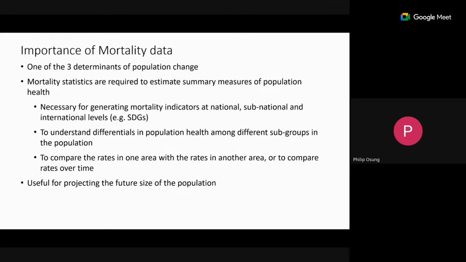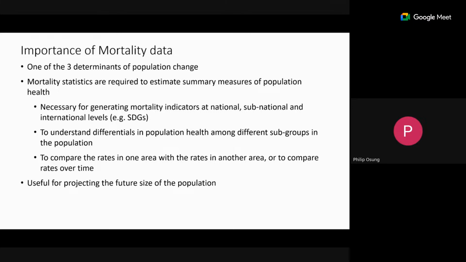And then also to compare rates in one area with rates in another, and to compare rates over time. So if you have good mortality data, you are able to look at some of these differentials that help us understand what is going on in the population in terms of health. Like they say, mortality data is really good. It also gives an understanding of the health of the population.